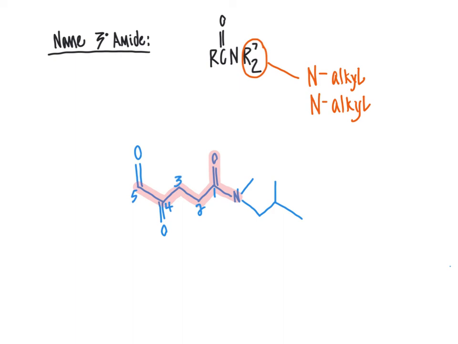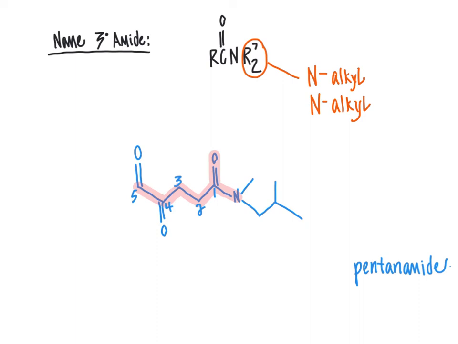So therefore, the parent name for this, which I'm going to put all the way over here at the right, is pentanamide, because that parent name is always going to correspond in the amide to the carbonyl group headed over in the direction opposite where the nitrogen is. So we get that as our longest carbon chain here.